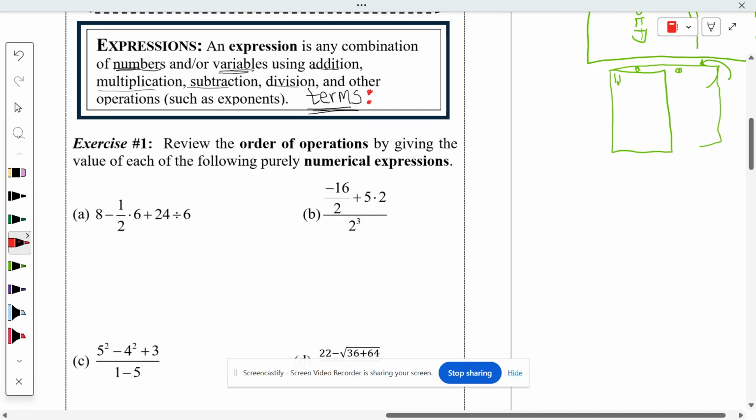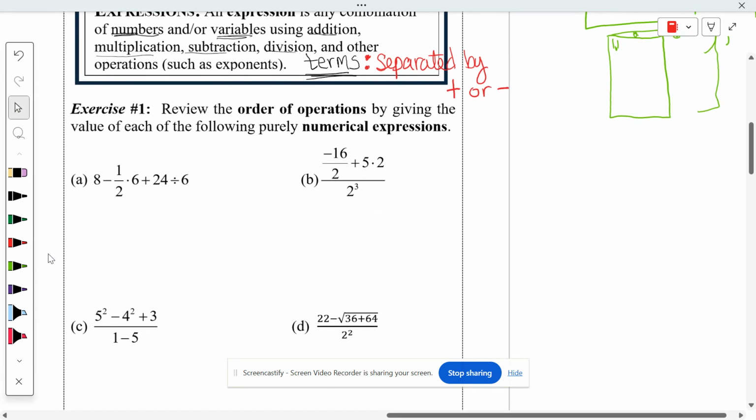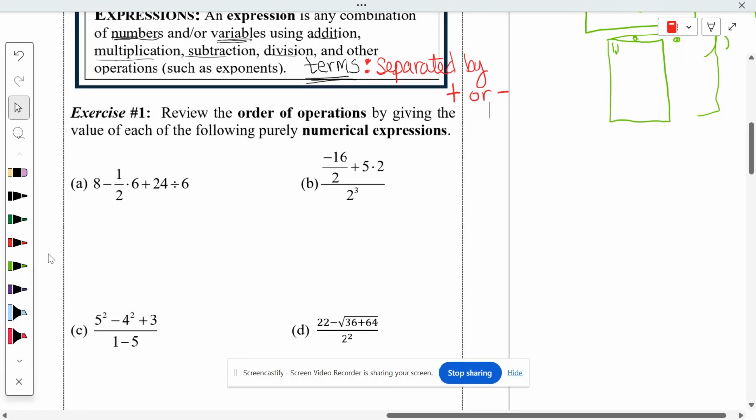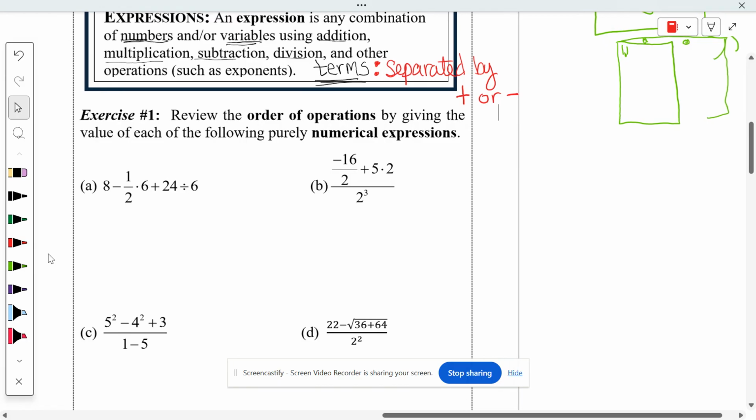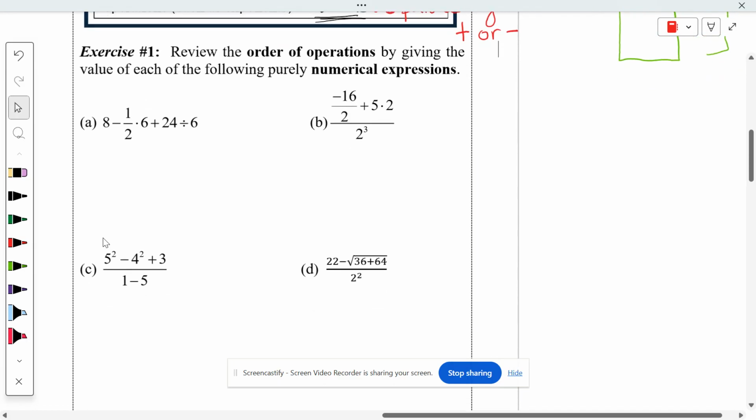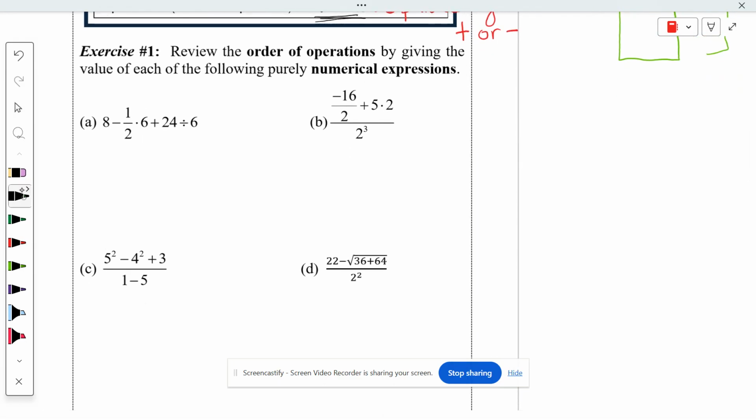And terms are separated by an addition or a subtraction symbol. We're going to focus more on terms, but our first couple of examples are about order of operations. So I'm hoping that you all remember your order of operations.